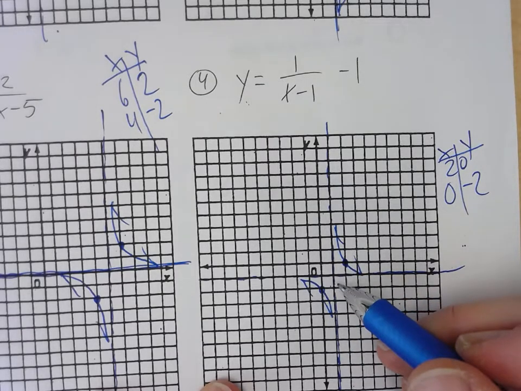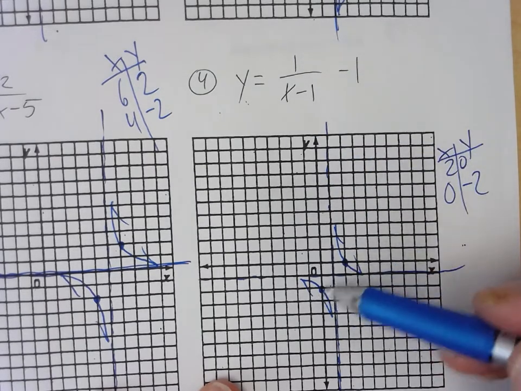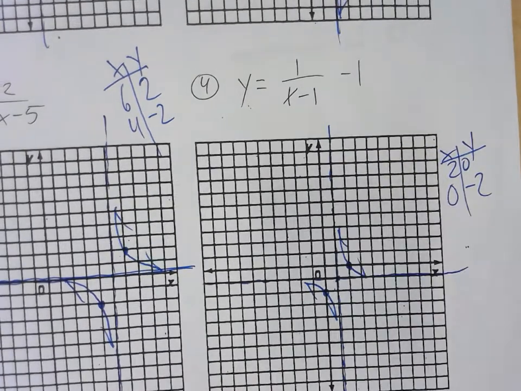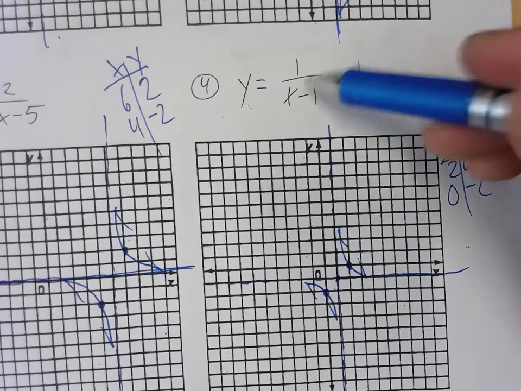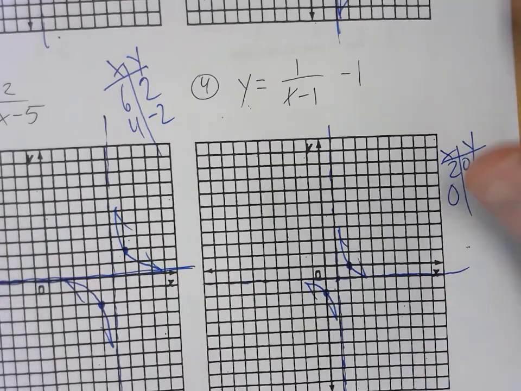That one, I know that one really well because it's just like 1 over x. It's going to go through those points that are one space away from the origin. But you can pick points, right? Put them in, get numbers back, and see how it curves. So all of these are kind of the same.